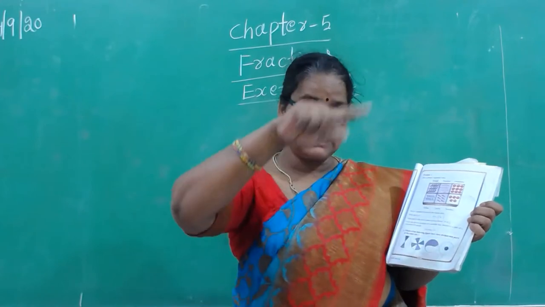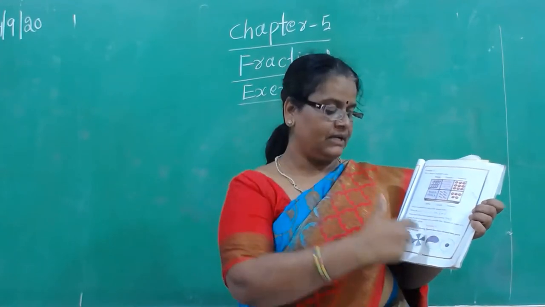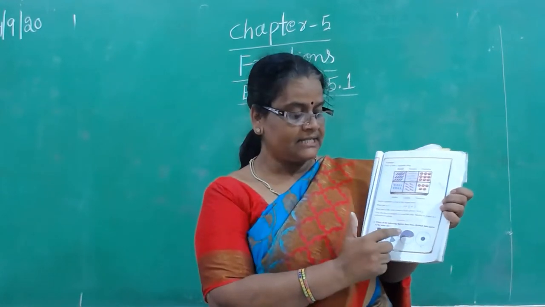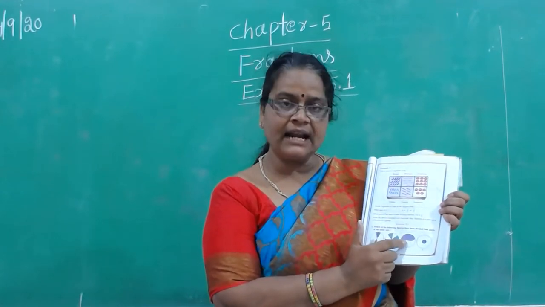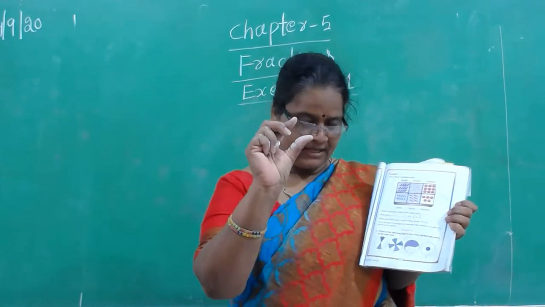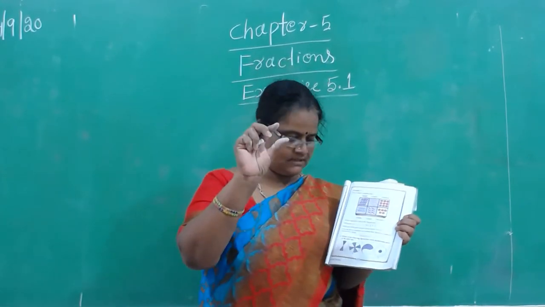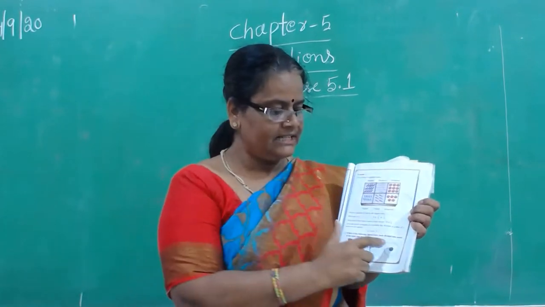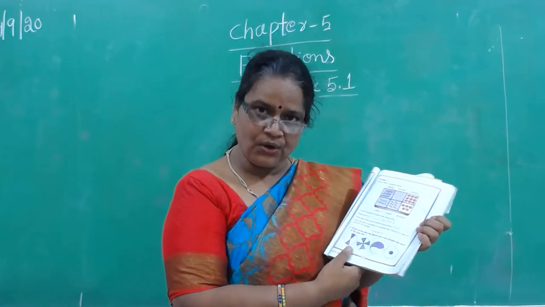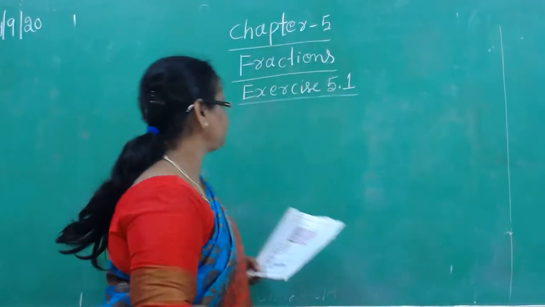This is a full circle divided into half. One half mark is given. The remaining is all shaded. This and this are equal. In D, this much of a circle and this much of another circle are given. This is not equal. So the answer is B and C, which are divided into equal parts.